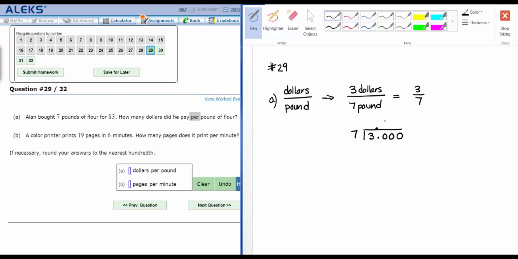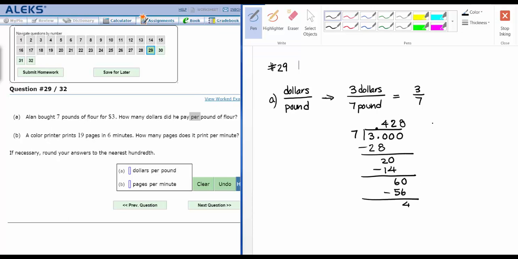7 goes into 30 4 times. 4 times 7 is 28 with 2 left over. Bring down the 0. 7 times 2 is 14. Subtract, get a 6. Bring down the 0. 7 times 8 is 56. In subtraction, we have 4.